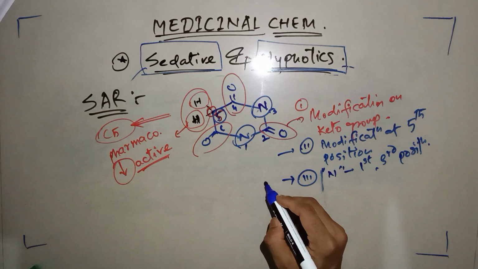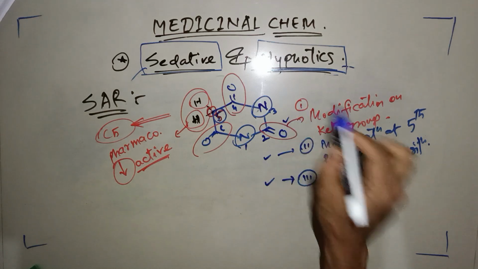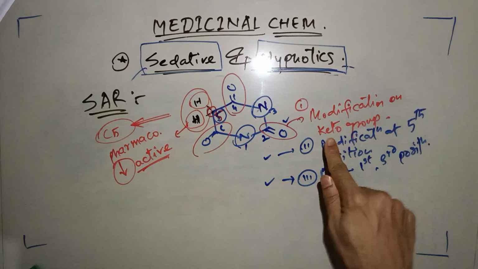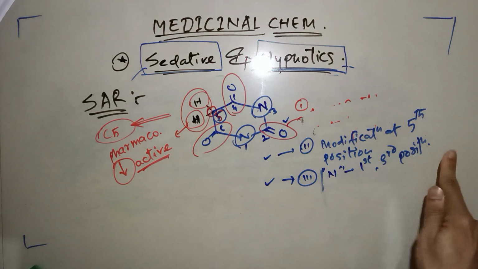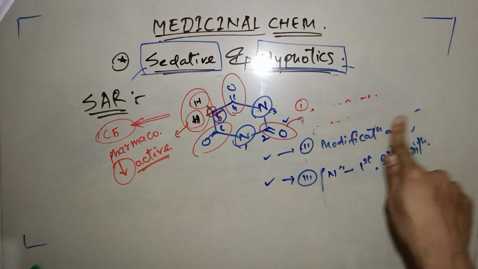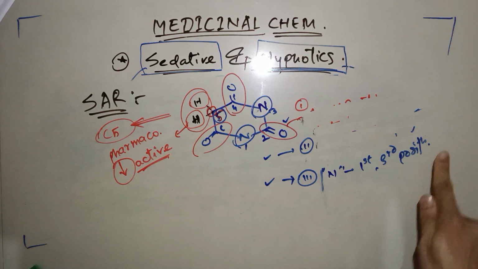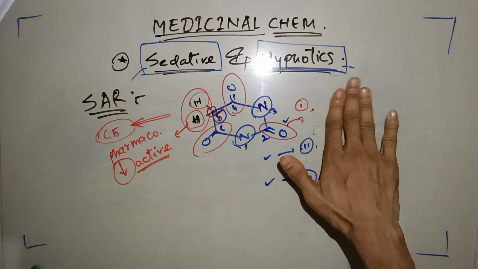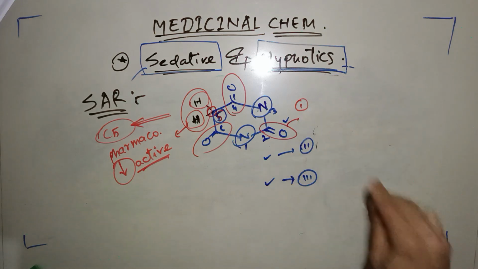It can also show modification. Okay. So what are the three possibilities of modification? Number one, modification on keto group. Number two, modification on fifth position. And number three, modification on nitrogen present at first and third position. These three modifications are possible on the structure.